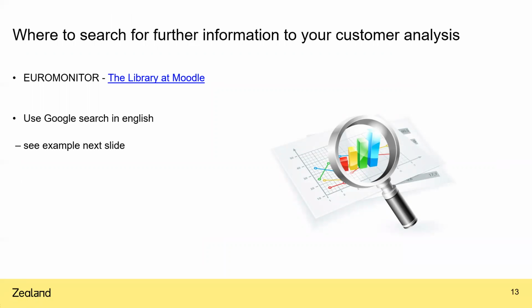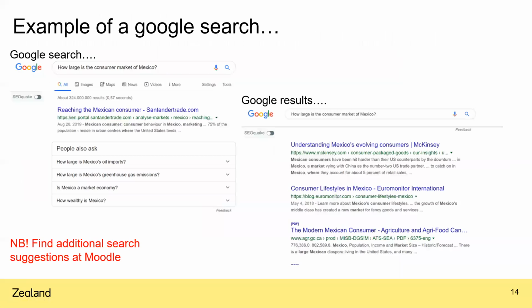This is a quick link. If you click on this, you get straight into the Moodle business databases. So it's just a quick link for that. And finally, one more example on how to do a Google search in terms of business. This is all for now.